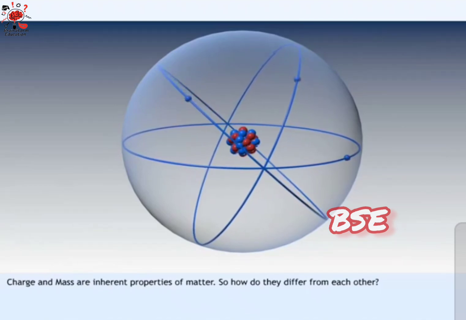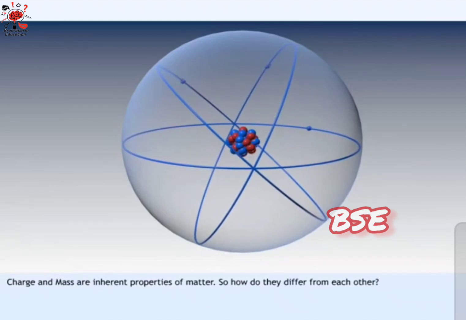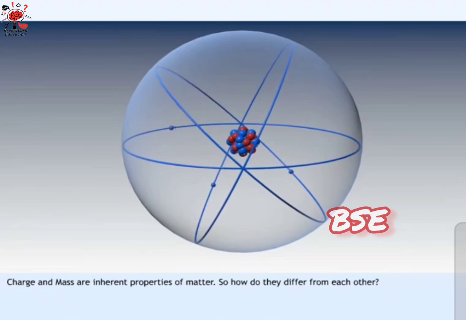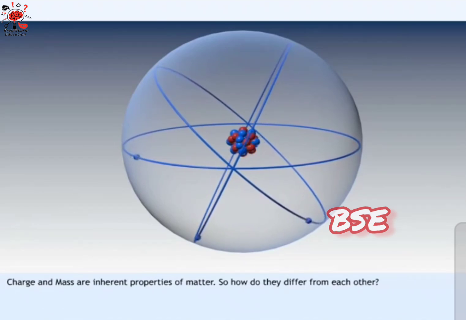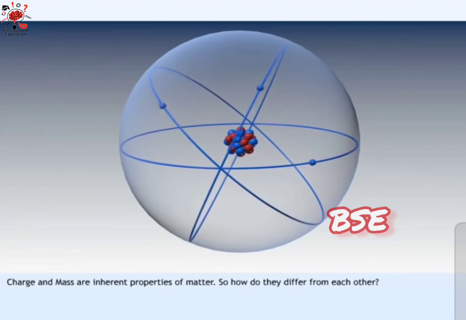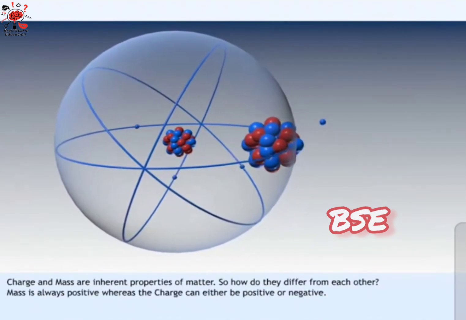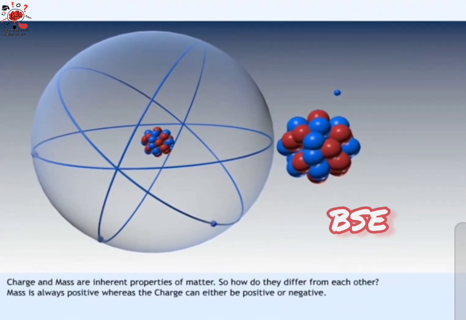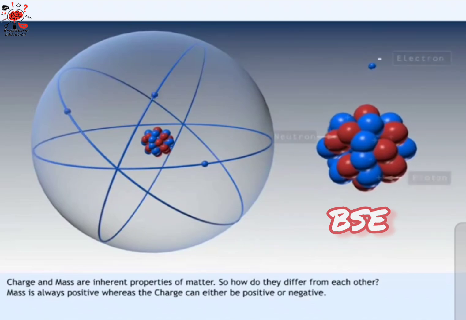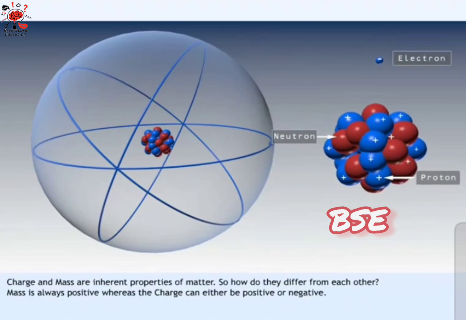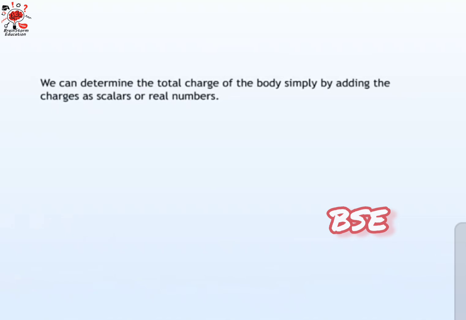So how do they differ from each other? Mass is always positive, whereas the charge can either be positive or negative. We can determine the total charge of the body simply by adding the charges as scalars or real numbers.